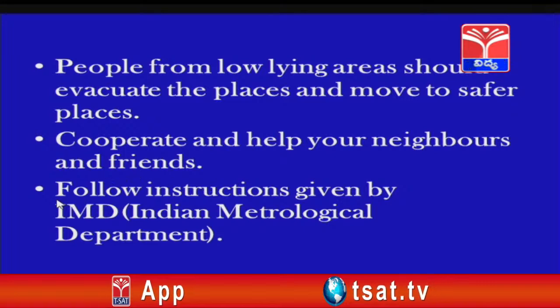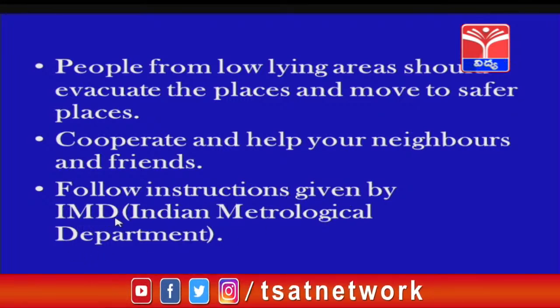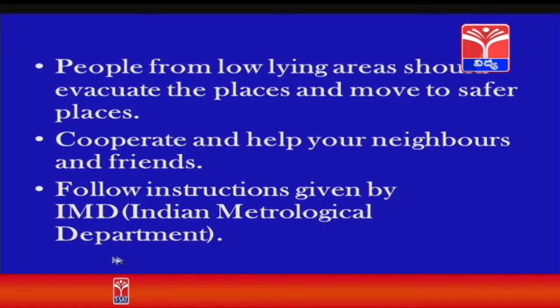And very important, you have to follow the instructions issued by the IMD. What is IMD? Indian Meteorological Department. They are making great efforts and giving the information 48 hours ahead. So, we should follow the instructions given by the Meteorological Department. So, children, we have come to the end of this session. We will try to recall what we have learned.